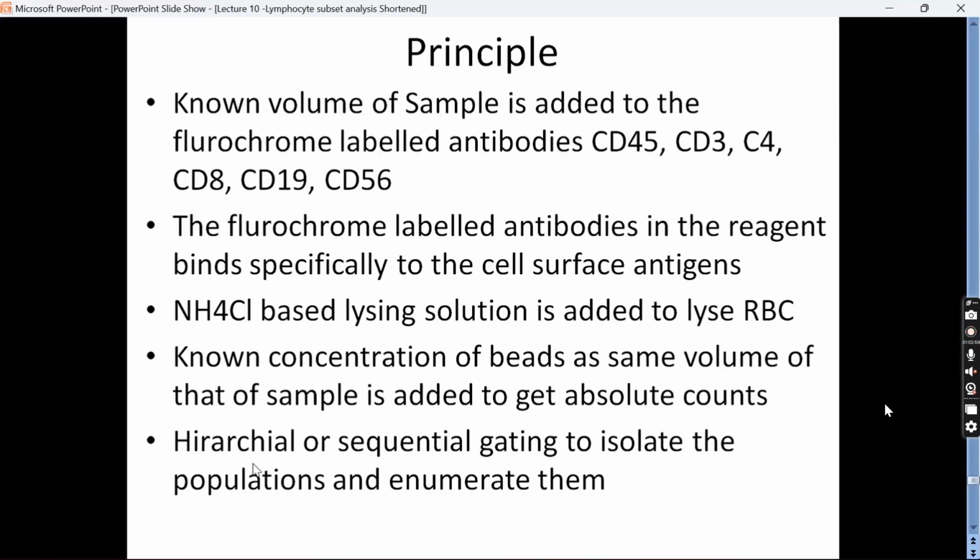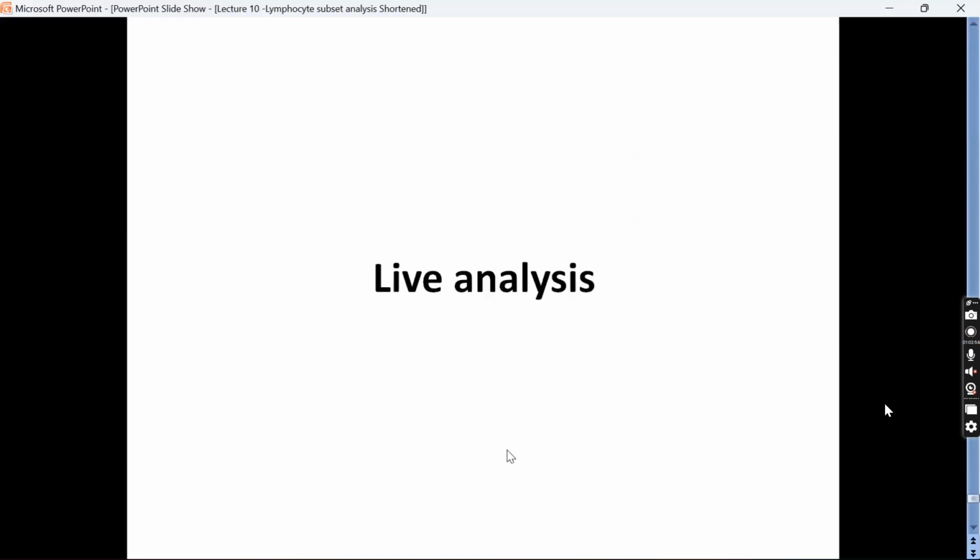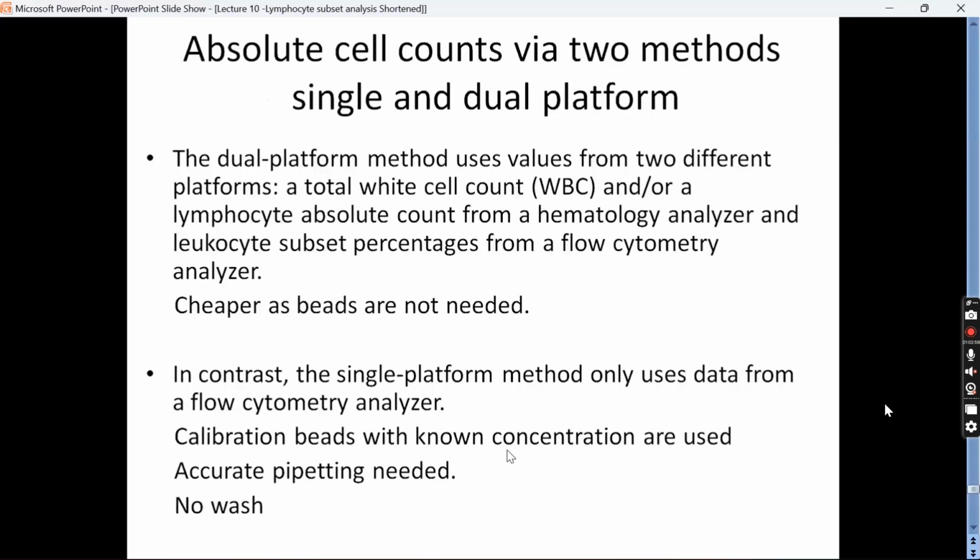Then you do the hierarchical sequential gating to isolate the populations and enumerate them. I'll show you this. You should know that absolute counts can be obtained by two methods, single platform and dual platform. Single platform is where you do everything in the flow cytometer. You get the absolute counts, percentages, everything from the flow cytometer. Dual platform method is where you get only the percentages from flow cytometry and calculate the absolute count from the total WBC count from the automated cell counter.